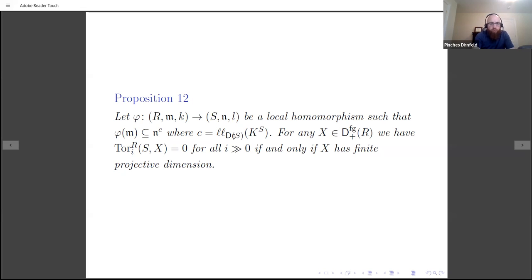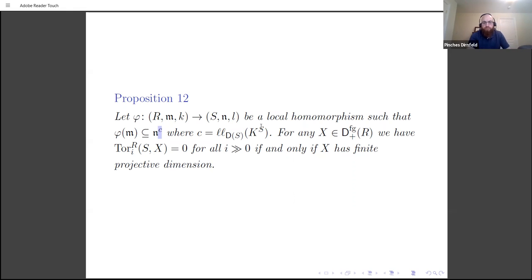So let me just make a remark about what is going on here. It looked a little confusing to me in the beginning. What the c is doing is, when you look at the R action on the Koszul complex on S, since m is contained in n^c, and remember c is the Loewy length of the Koszul complex, that forces the R action on the Koszul complex to factor through the residue field. Because you multiply by any element in m, that factors to something in n^c, but that of course gives you zero.